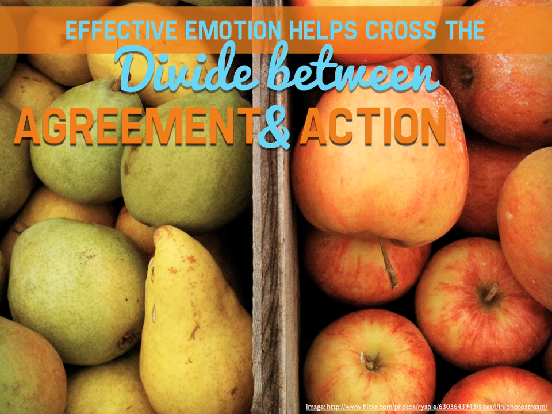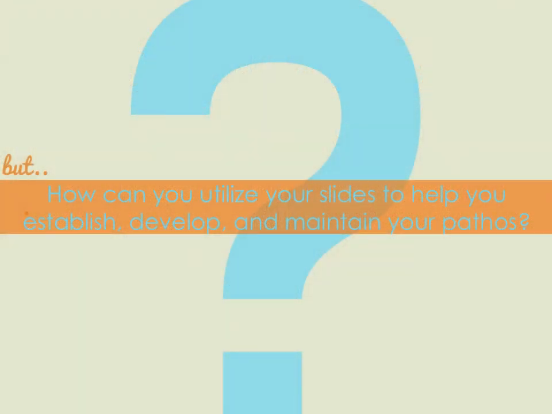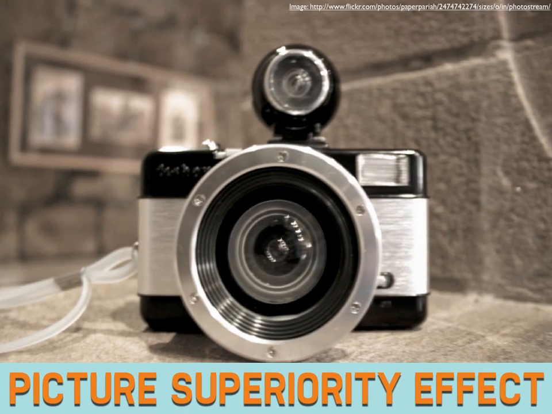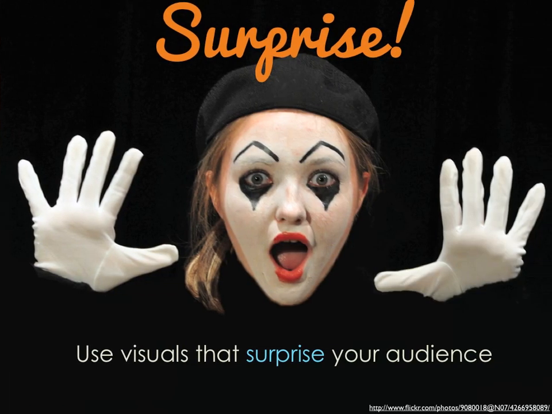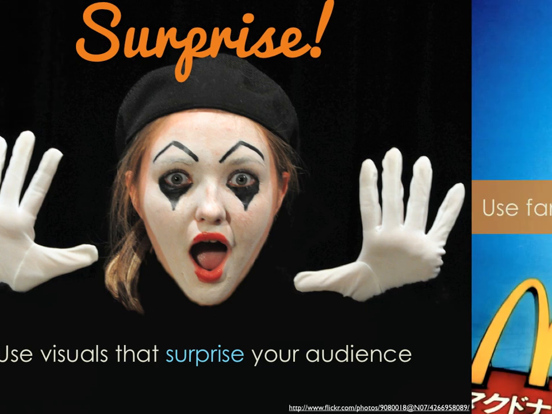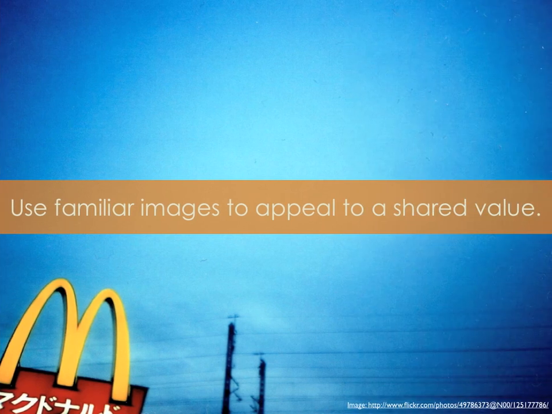But how can you utilize your slides to help you establish, develop, and maintain your pathos? There are 5 different steps you can take. The first is using the picture superiority effect to maximize an image's impact. Match statistics with striking visuals that speak for themselves. The next is using visuals to surprise your audience. Shatter your audience's expectations and use simple visuals to reveal hidden truths and patterns. Use familiar images to appeal to a shared value with your audience.